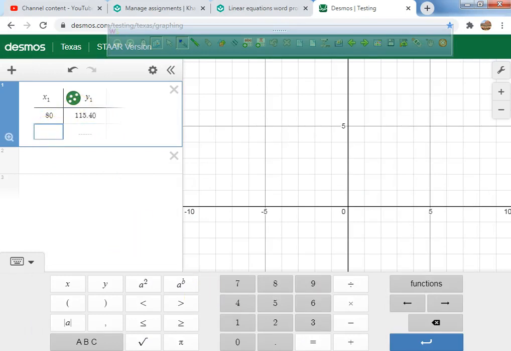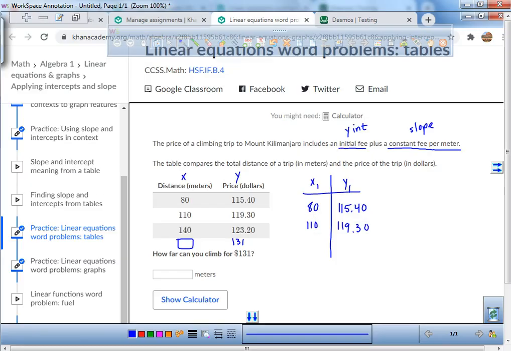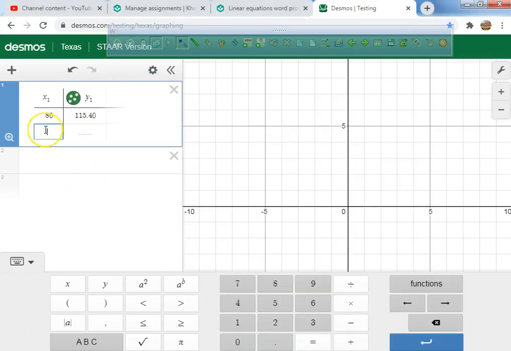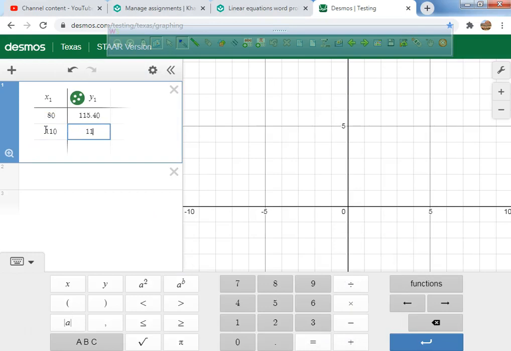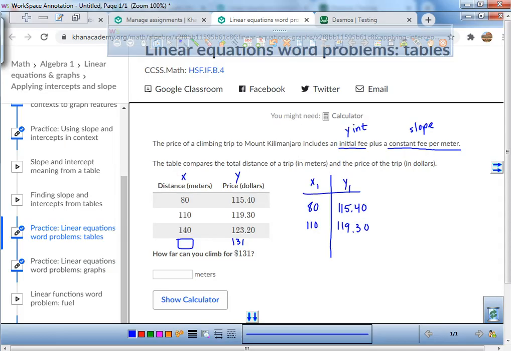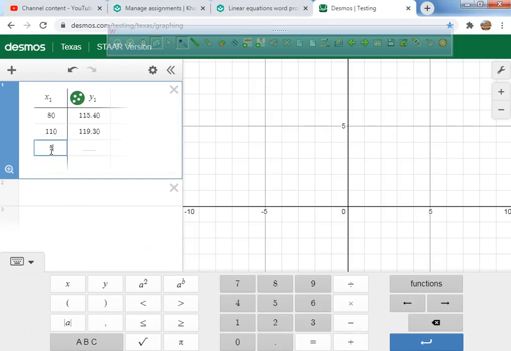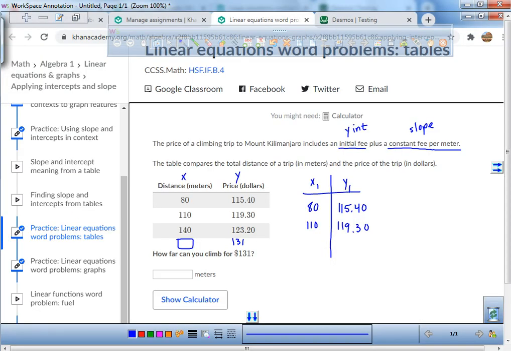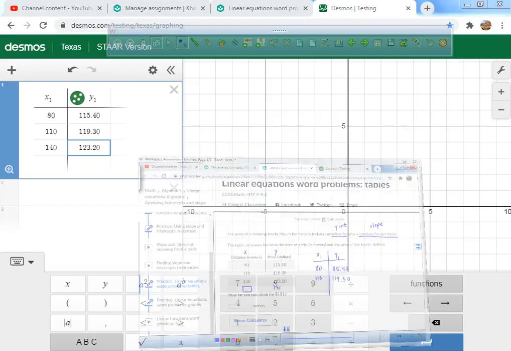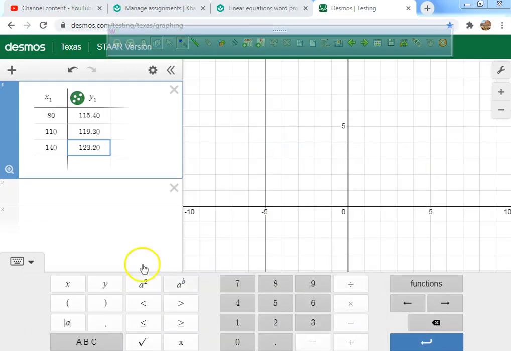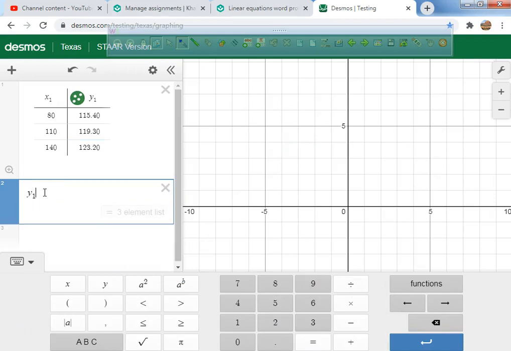All right. And what do we have? We have 110, 119.30. And you don't need another point, but we're just going to put it in there. 140, 123.20. All right, let's make sure I got it right. 80, 115.40. Yep.